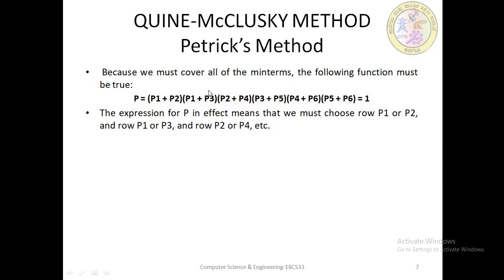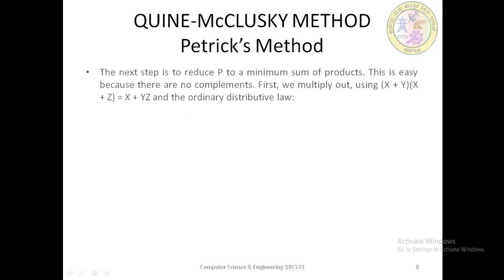The expression for P means that to obtain the exact expression we must choose between P1 or P2, P2 or P3, or P2 or P4, etc. That means to obtain the exact expression we must solve this equation and we should get a result. Okay, so one minute. How will we solve this? We will solve it by using the distributive law.